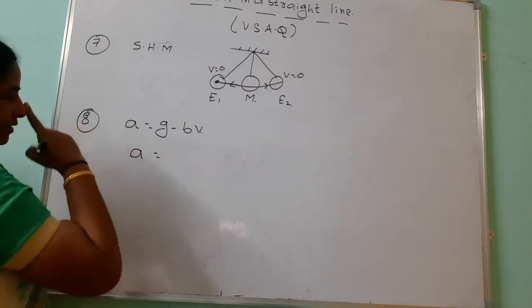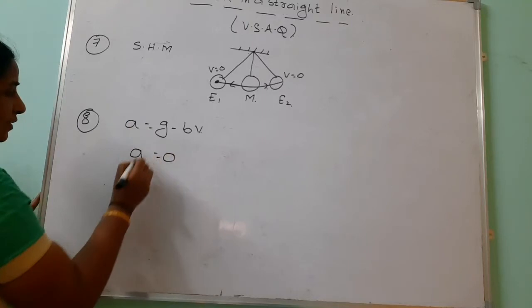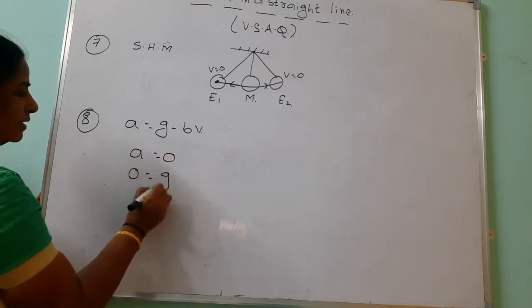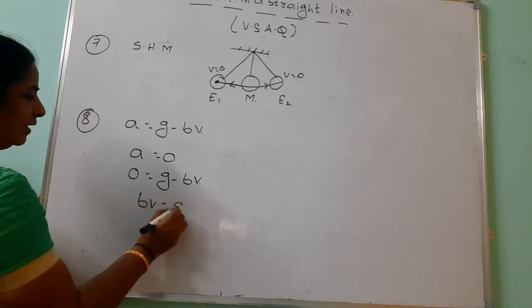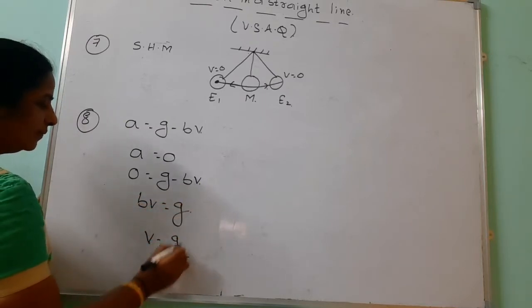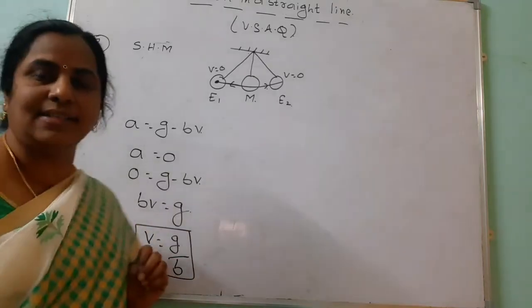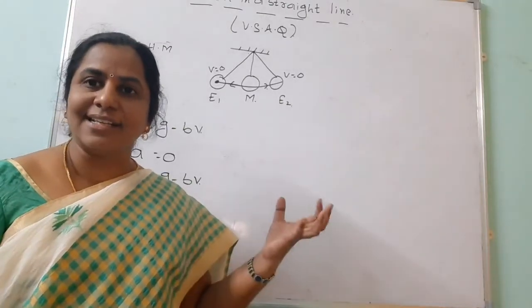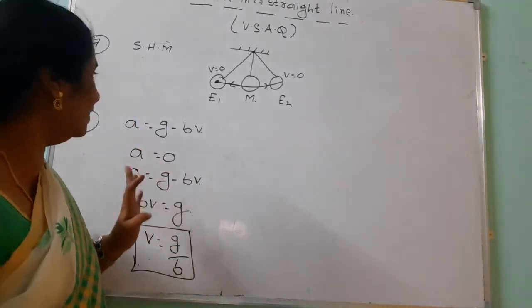So A equals 0. Substitute in this: 0 equals G minus BV. After simplification, BV equals G. Then velocity is G by B. So here we should remember that whenever velocity is constant, acceleration is 0. That's why instead of A we are writing 0.